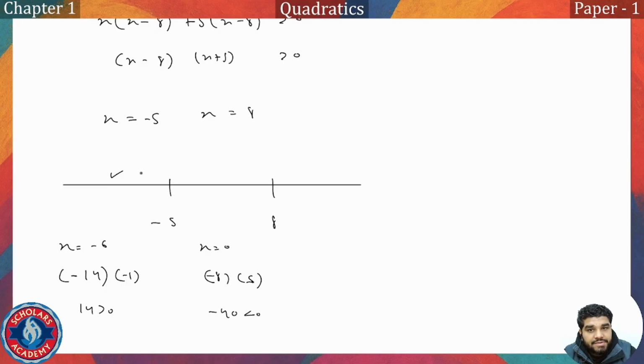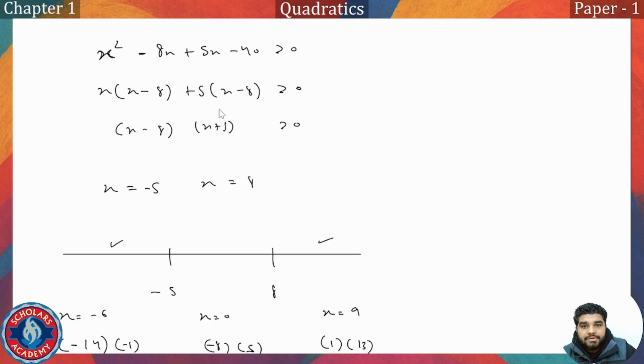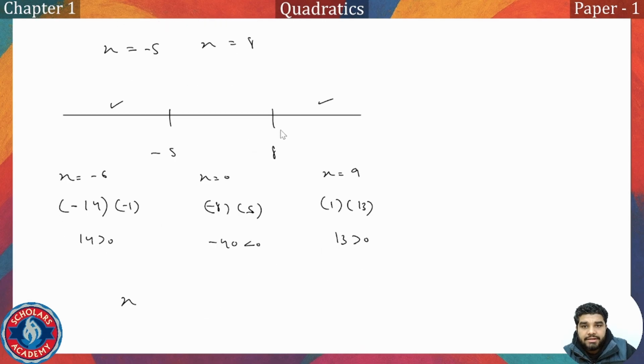So no. If I check x equal to something above 8, let's take 9, that's 1 times 14, which is 14, so 13 is greater than 0. So yes, we'll take this. So the intervals that we are taking are when x is, since it was just greater than, not greater than or equal to, x < −5 or x > 8. Alright, I hope it is clear.